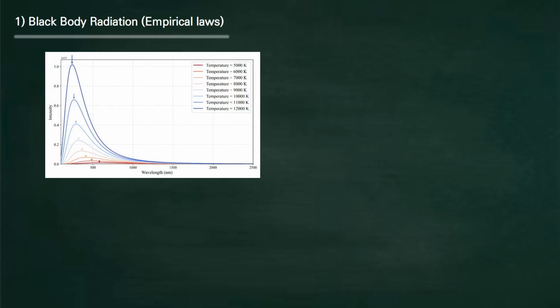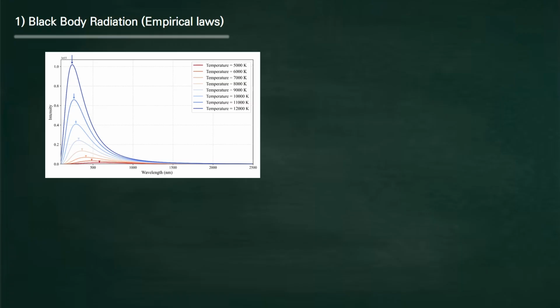As you can see from the spectrum graph on the slide, as the temperature increases, the total radiated energy grows rapidly, and the peak intensity shifts toward shorter wavelengths. This behavior is captured by 2 major classical empirical laws.